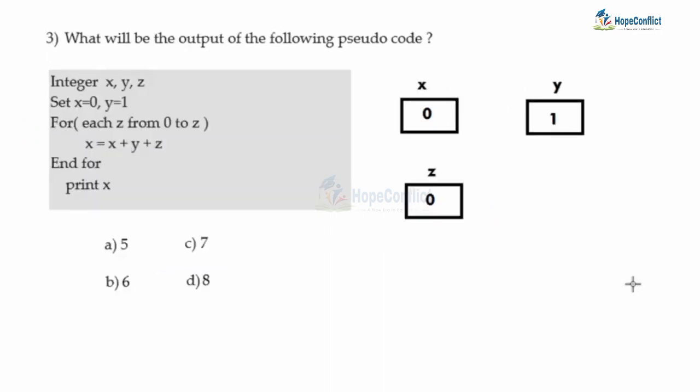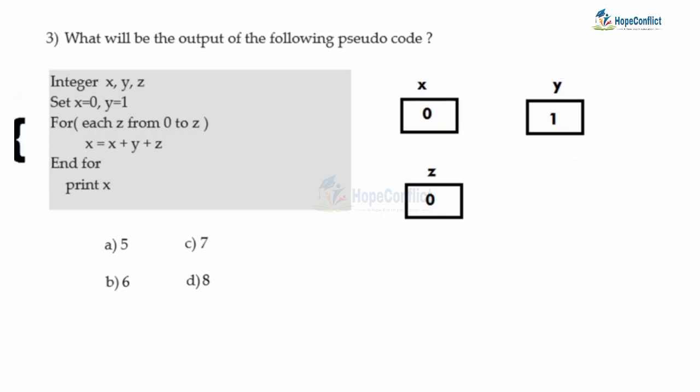Now moving to the third question. In this question we have three variables x, y and z. I have represented x, y and z with the help of a memory diagram. After that in the next line we have set x equals to 0. Because of this the value of x will become 0, and after that y is equals to 1. So y is initialized with value 1.